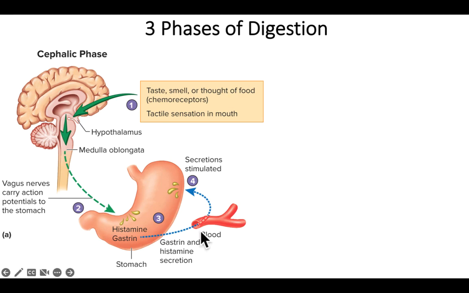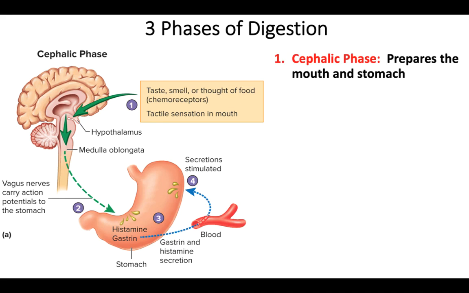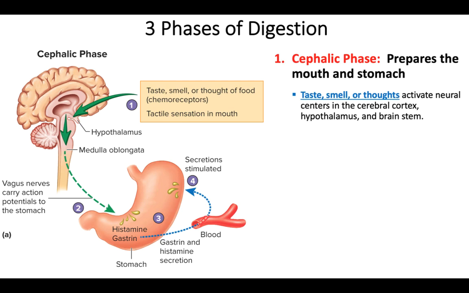And notice gastrin kind of is released by the stomach, but it even stimulates the stomach. So we're really going to get that stomach working even before the bolus enters the stomach. So now we've got a lot of acid and enzymes already in the stomach waiting for that bolus to enter. So that's called the cephalic phase. It basically prepares the mouth by stimulating saliva and prepares the stomach.